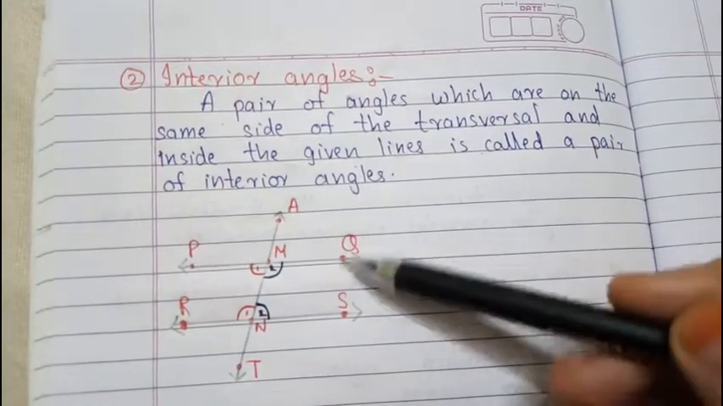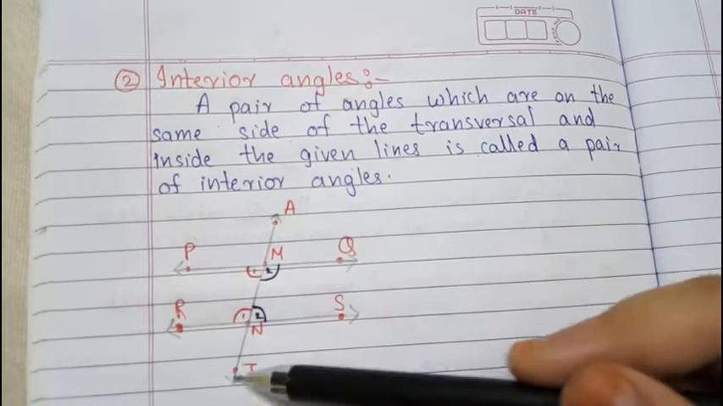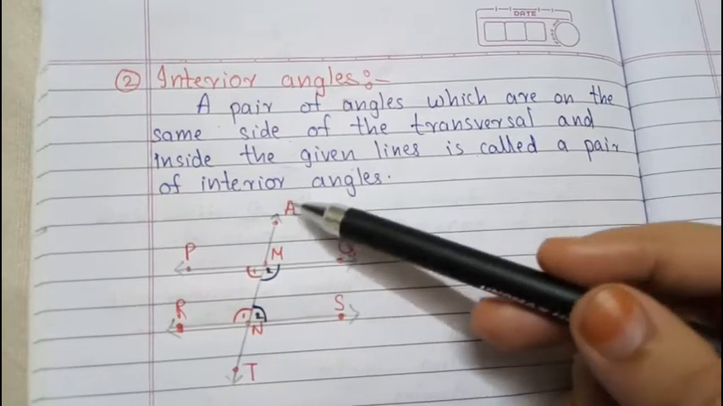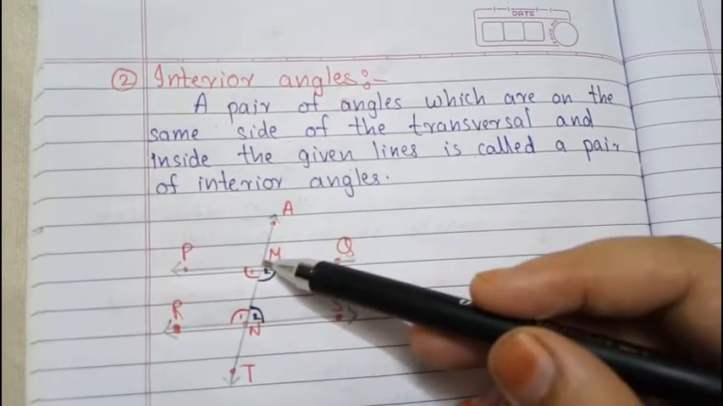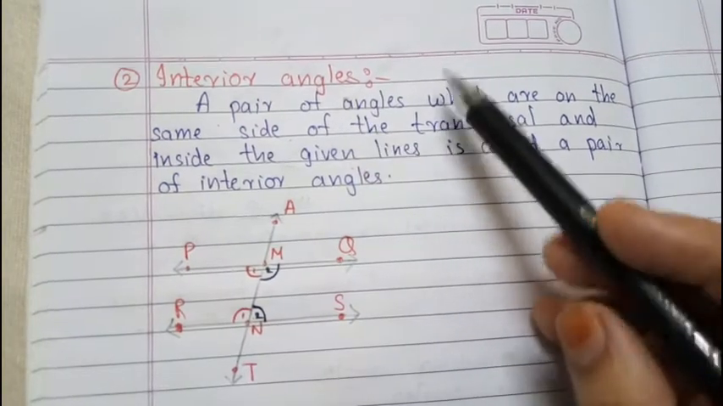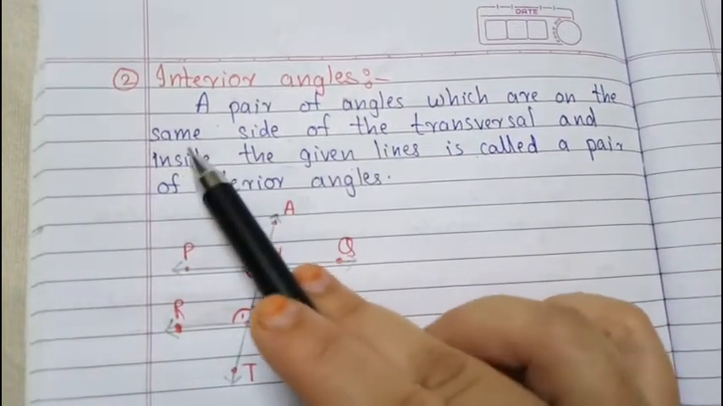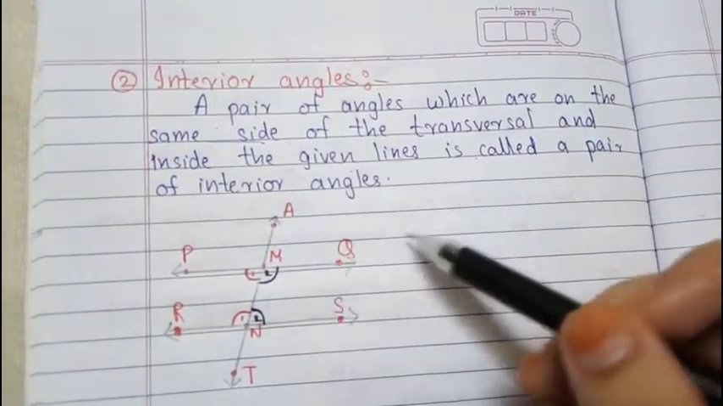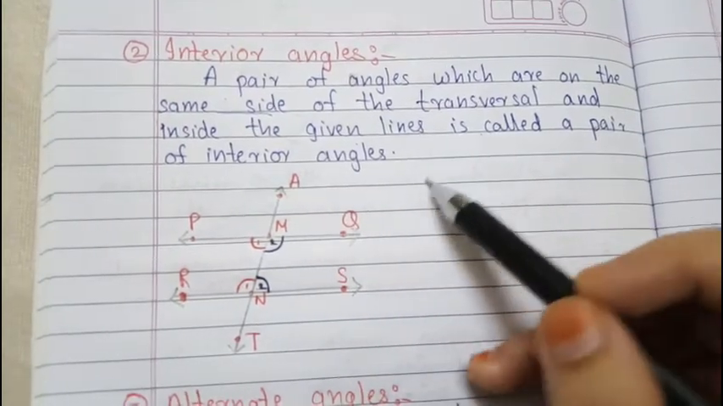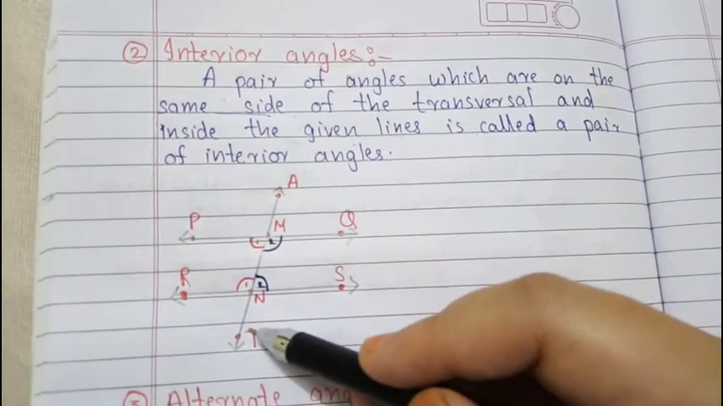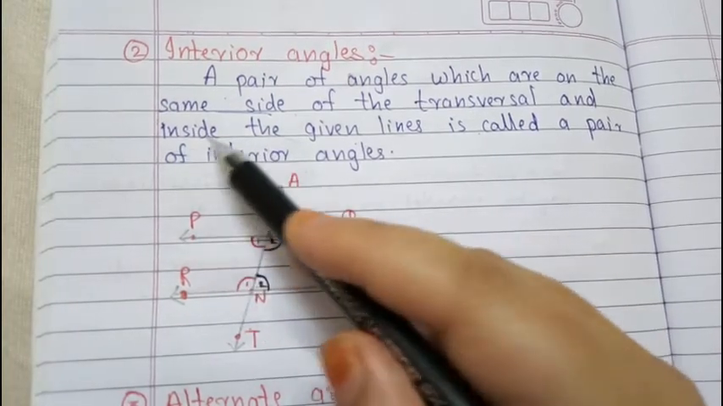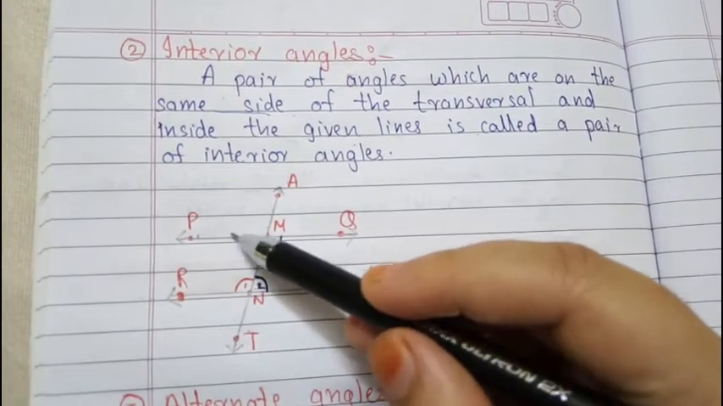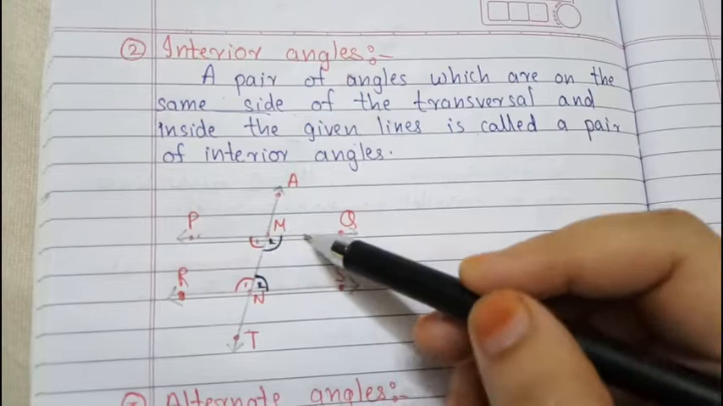Now student, here you can see a figure, right? AT is a transversal line, and PQ and RS are the two lines which AT intersects at points M and N. Now see what the interior angles are. These angles are on the same side of the transversal, inside the given lines. The condition is inside the given lines. These are the given lines PQ and RS, so these angles will be inside the lines PQ and RS.